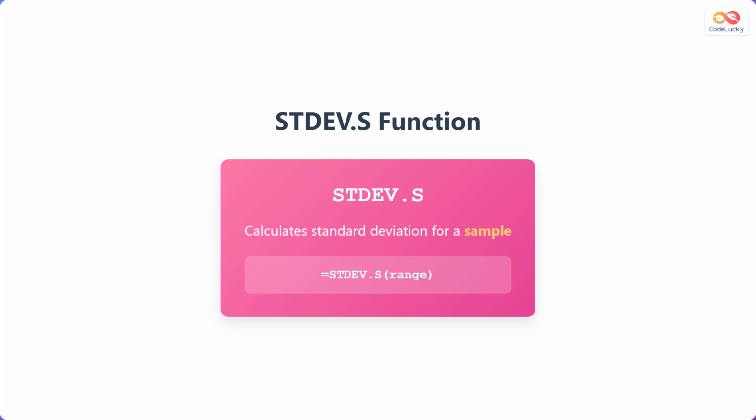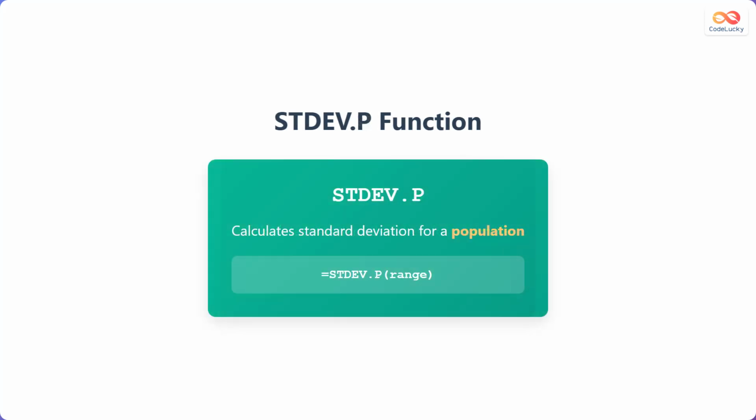The STDEV.S function calculates the standard deviation for a sample. The syntax for this function is equals STDEV.S, range. The STDEV.P function calculates the standard deviation for an entire population. The syntax for this function is equals STDEV.P, range.